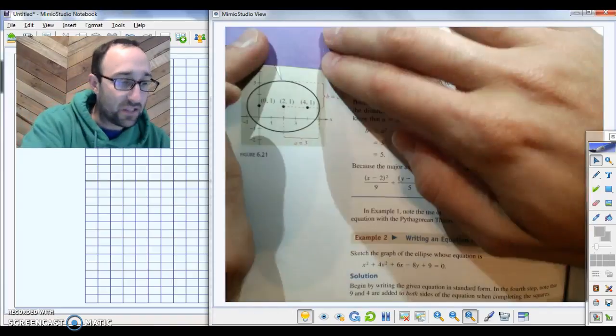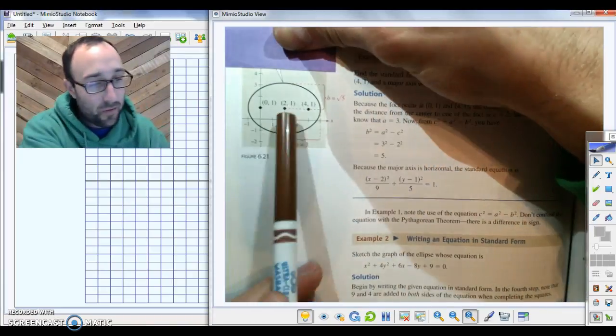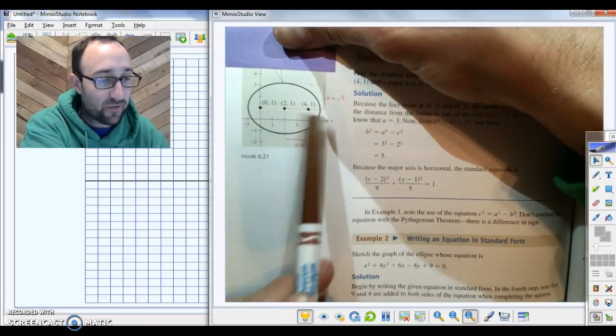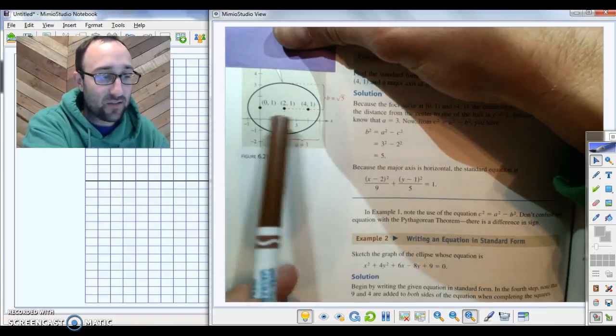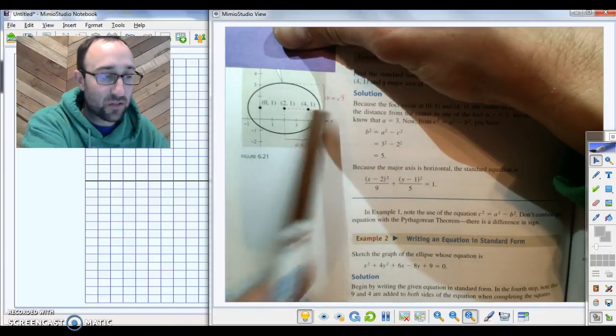If you can see, there's our center, and there are our foci, because there are two of them. That's all it really tells us, and it gives us some other information. It says that from here to here is going to be 6.